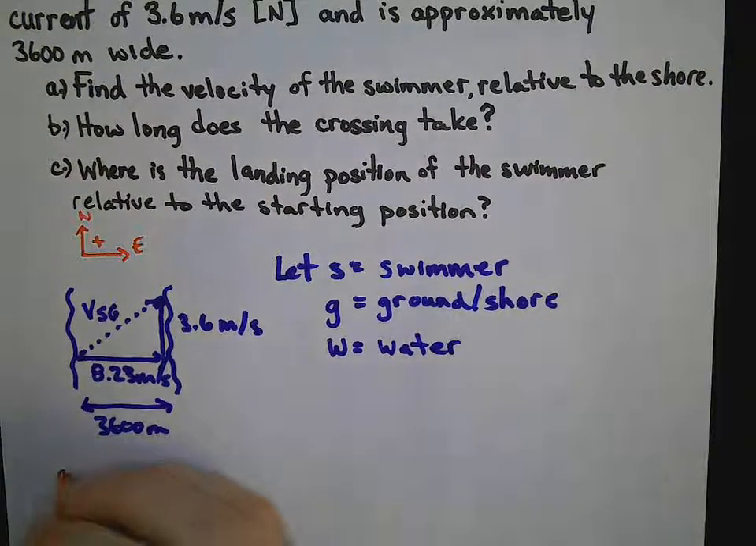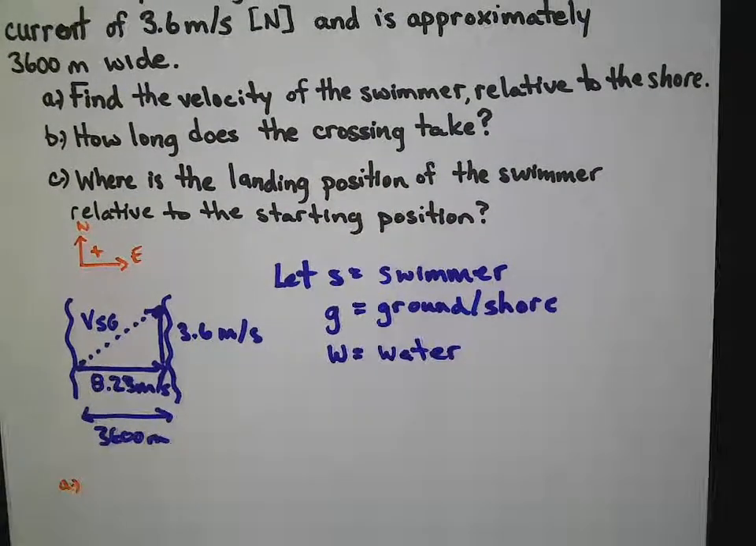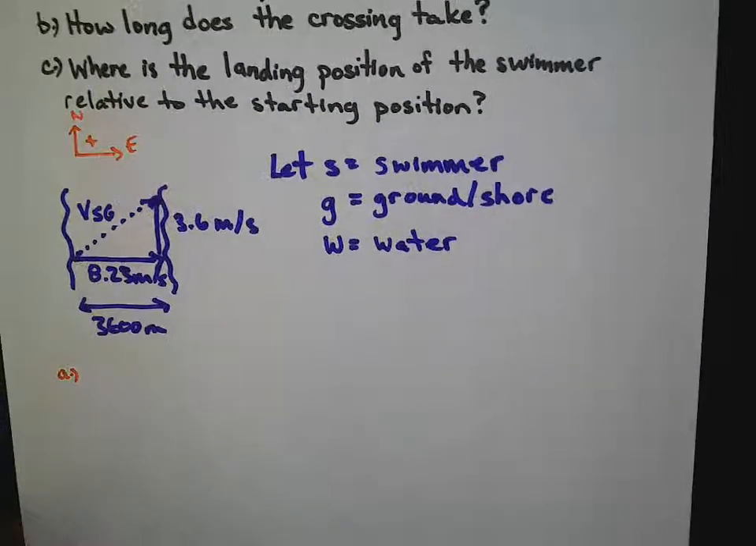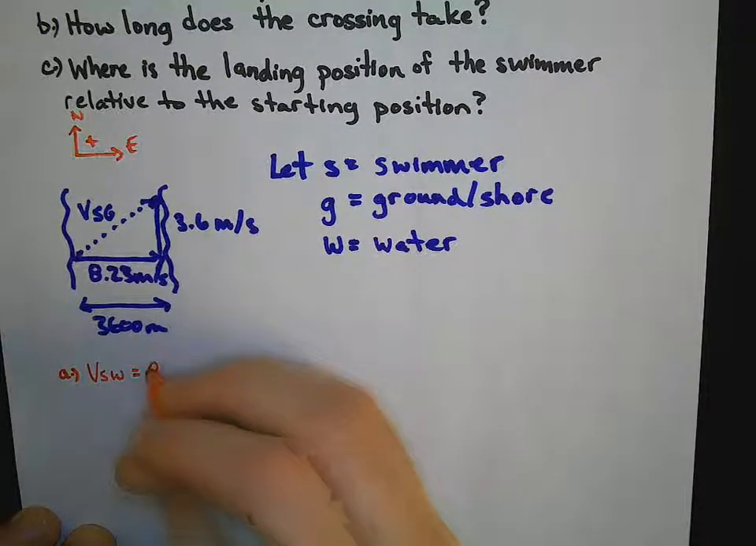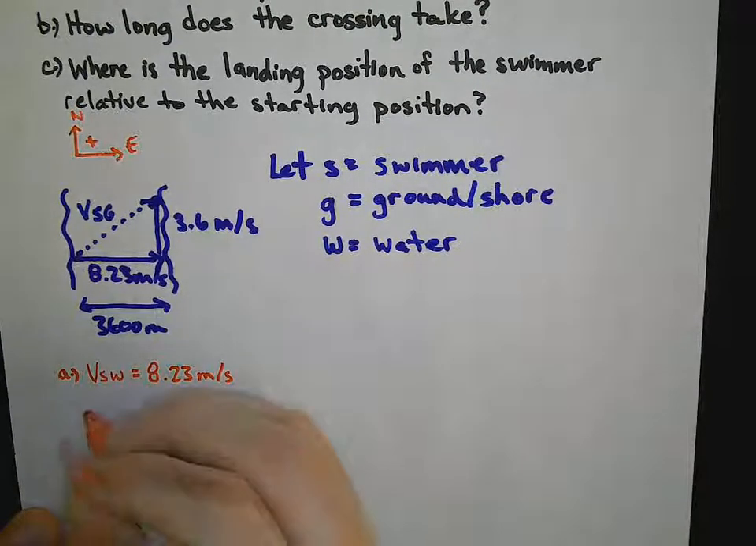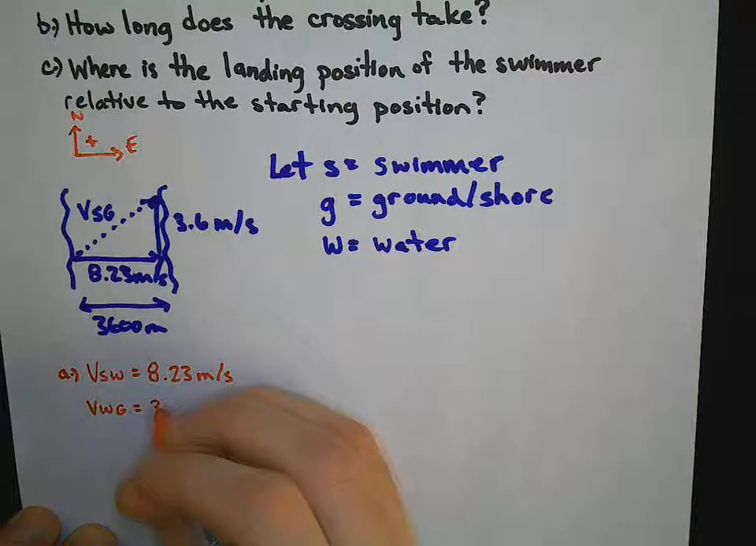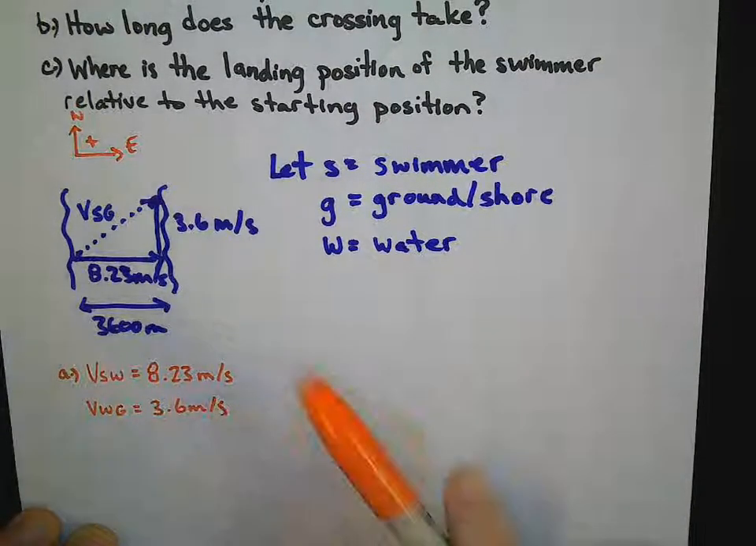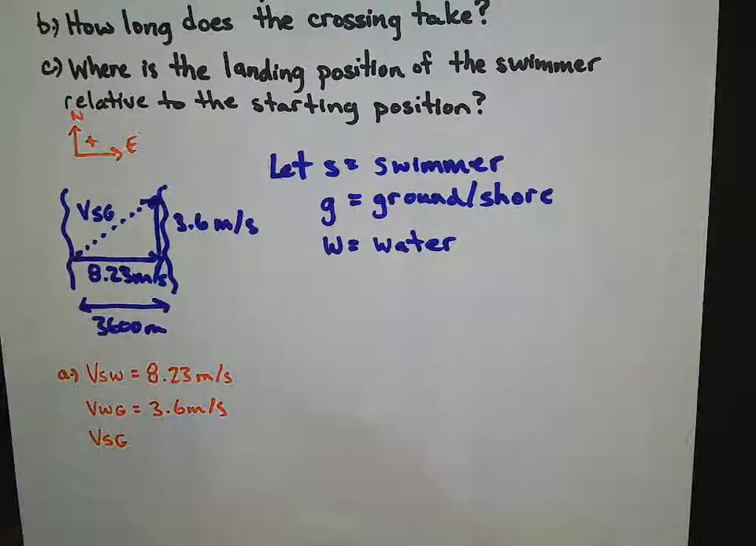So, find the velocity of the swimmer relative to the shore. We know that the velocity of the swimmer relative to the water is 8.23 meters per second. And the velocity of the water relative to the ground in this case is 3.6 meters per second, and we see that right in the diagram. We must calculate the velocity of the swimmer relative to the ground.